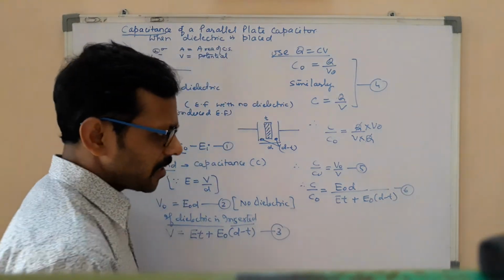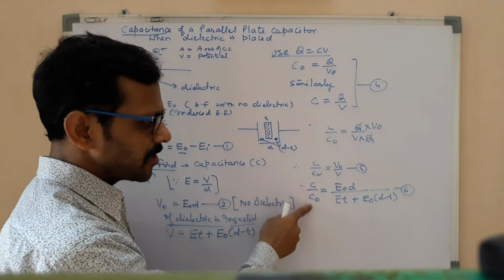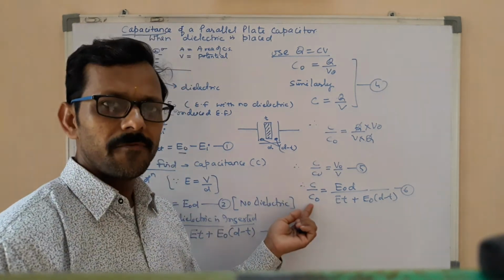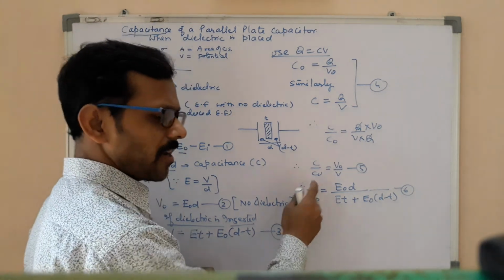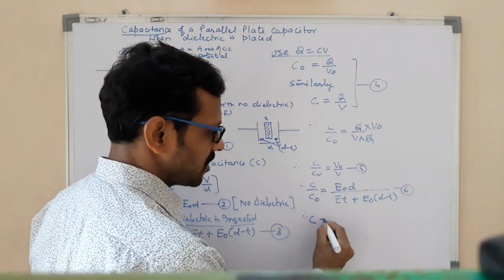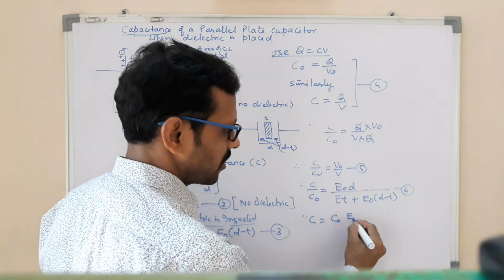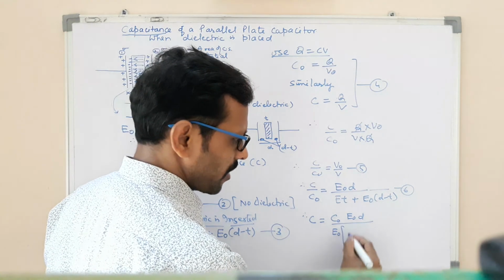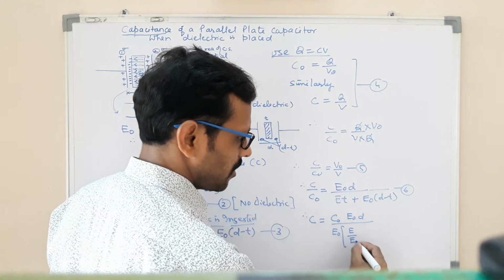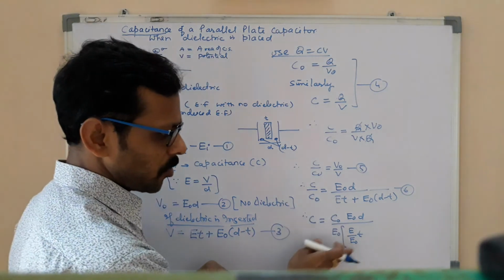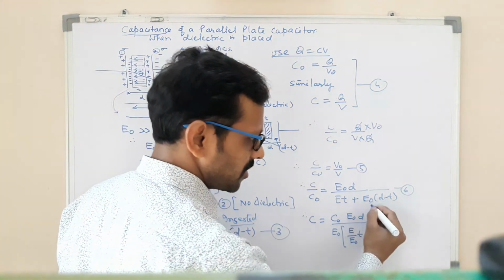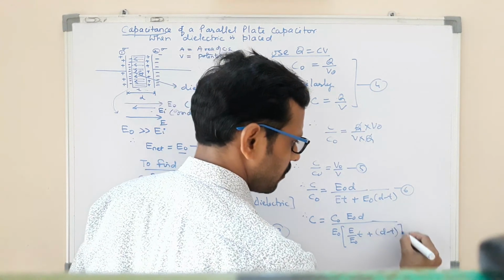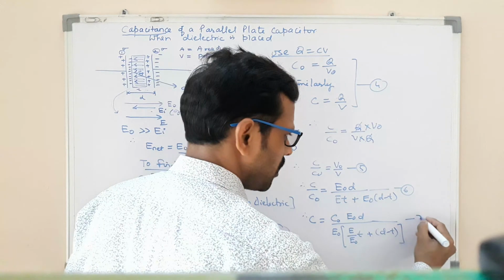Now from the denominator, since we have to calculate C, and C naught is the capacitance when no dielectric is there, we will use this formula directly and calculate the value of C. So C is equal to C naught E naught D upon, now from the denominator take E naught common. When you take E naught common, you will get the first term as E upon E naught into T plus, since E naught is out, only D minus T will be there. This is your equation number 7.